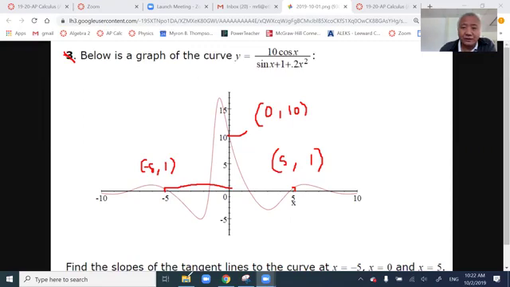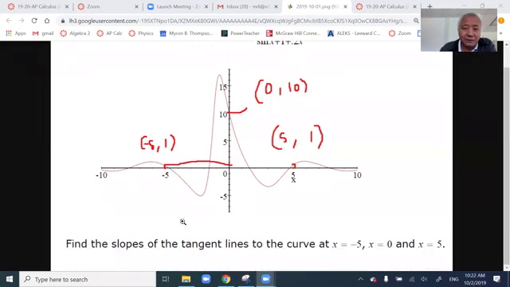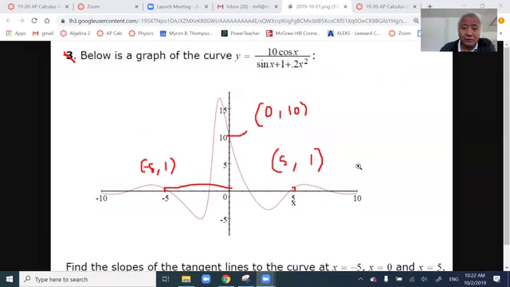They ask you to find the tangent line, or find the slope of the tangent line to this. Just find the slope, right? So what we can do is this.